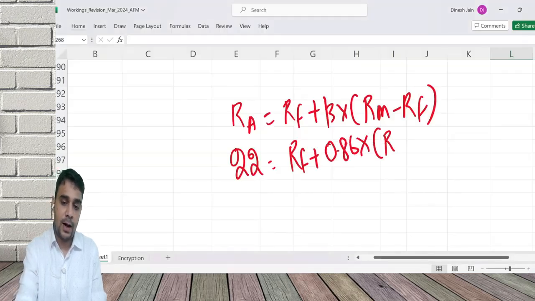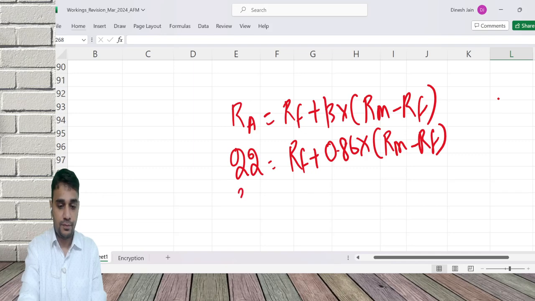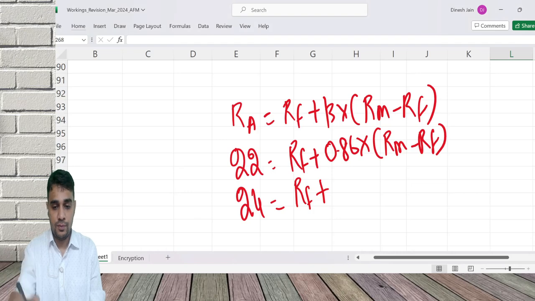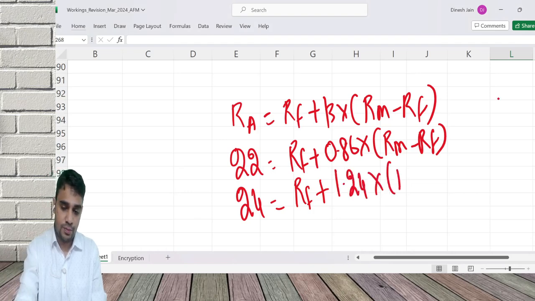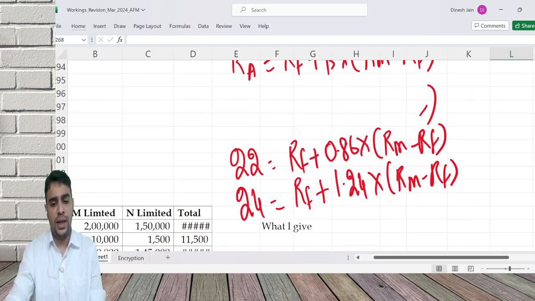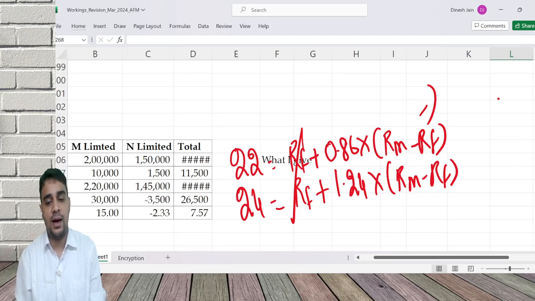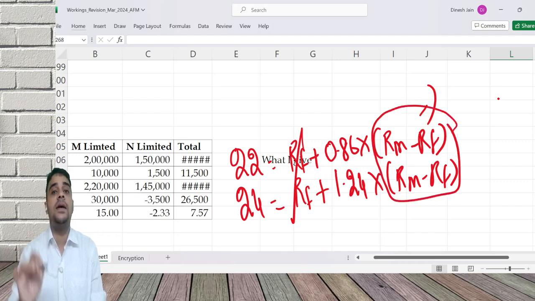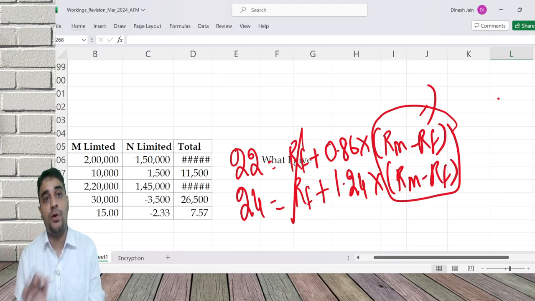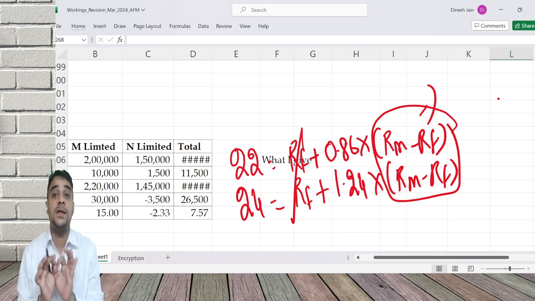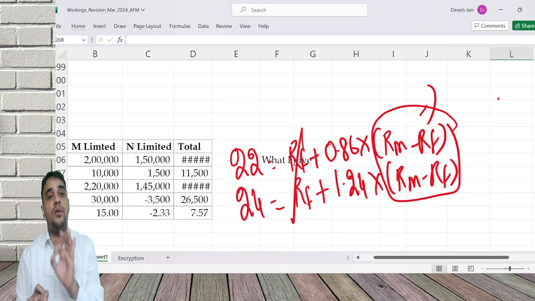0.86 into (RM minus RF). Then the second one equals RF plus beta into (RM minus RF). Now to solve this, don't try to do any adjustment here. Let me directly cancel the RF, and this is called RP, risk premium. Don't try to simplify the equation, it will take a lot of time. This is called RP. What is RP? Risk premium. So can you solve and tell me what is RP?